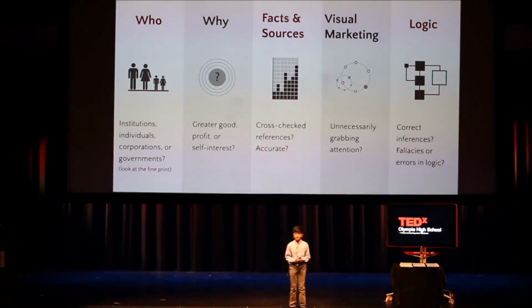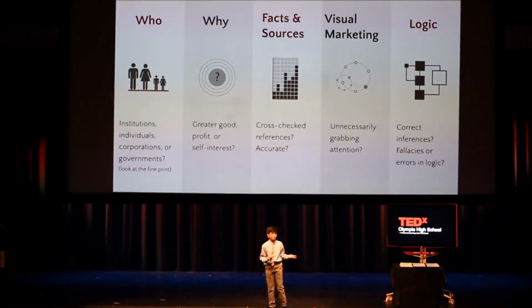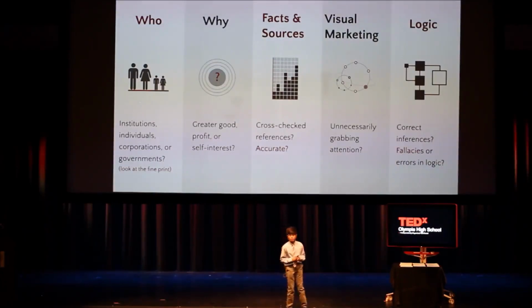The who is pretty obvious. Who's presenting the argument? Is it an institution, a corporation, or an individual? You might have to look elsewhere for the who, as it may not be shown. The why is the motive, which is crucial. Is it for the greater good, their interest, or just profit? It can be tricky to find the why, as the motive may not always be apparent.